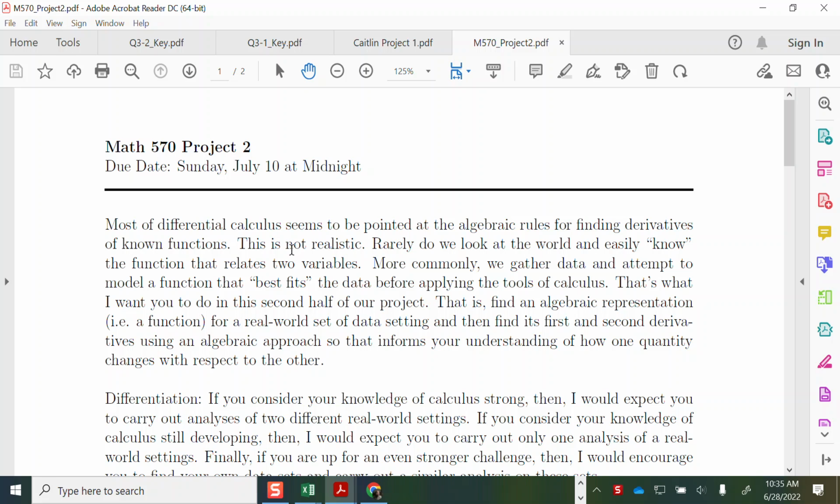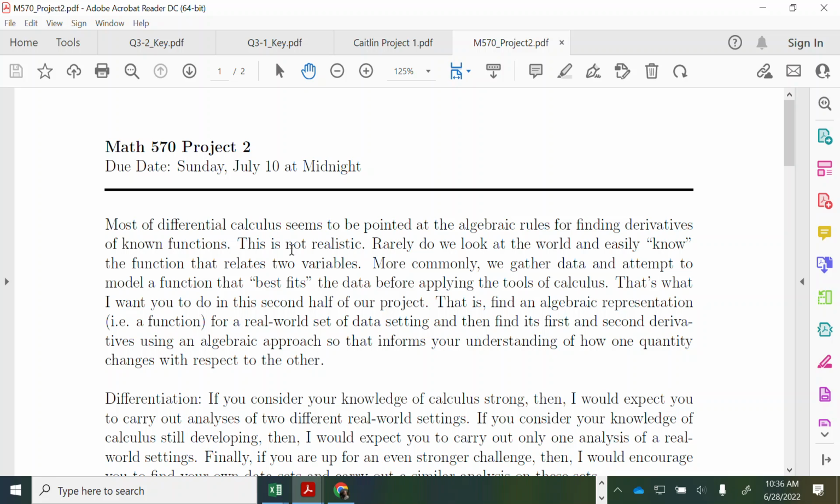My little preamble says most of the differential calculus seems to be pointed at the algebraic rules for finding derivatives of known functions. But this is really not realistic. Rarely do we look at the world from easily knowing the function that relates two variables. More commonly, what we do is gather data and attempt to model a function that best fits the data before applying the tools of calculus. So that's what I want you to experience in this second half of our project.